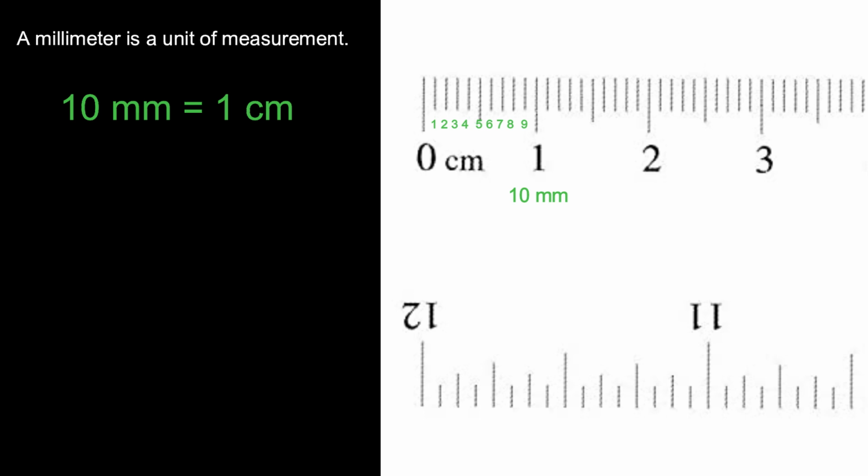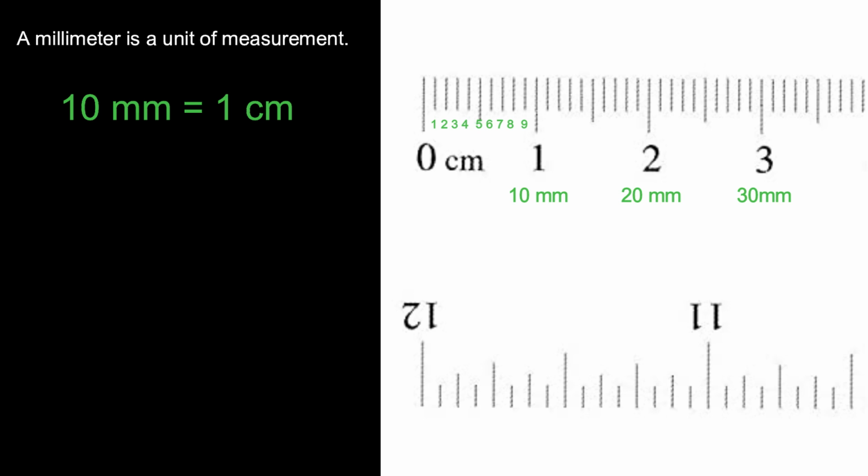So how many millimeters is 2 centimeters? Well, we've just added another 10 millimeters, so it's going to be 20. And 3 centimeters would be 30 millimeters. So keep in mind it takes 10 millimeters to make 1 centimeter. Or you could say it in the reverse. 1 centimeter is the same as 10 millimeters.